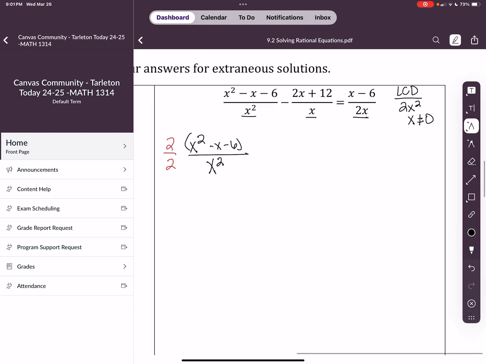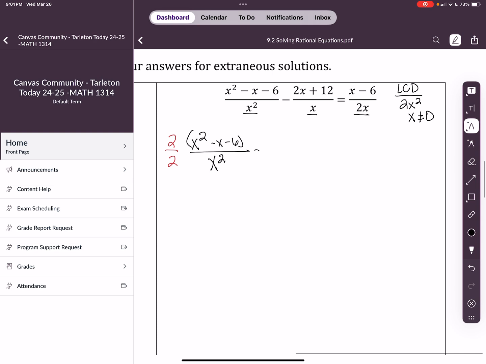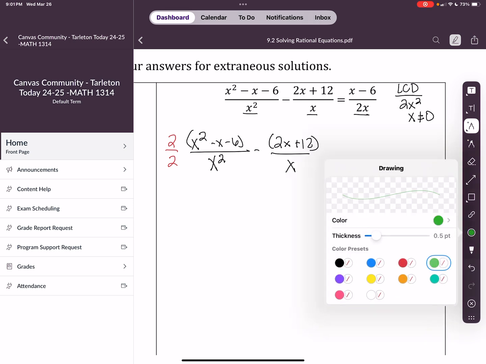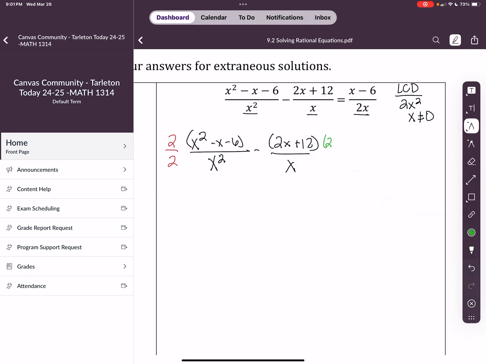Then I just have minus 2x plus 12 over x. Well, in order to get 2x squared as my denominator, I need to multiply this one by 2x over 2x. All right, and that's going to equal x minus 6 over 2x. And in order to get 2x to be 2x squared, I need to multiply it by x over x.